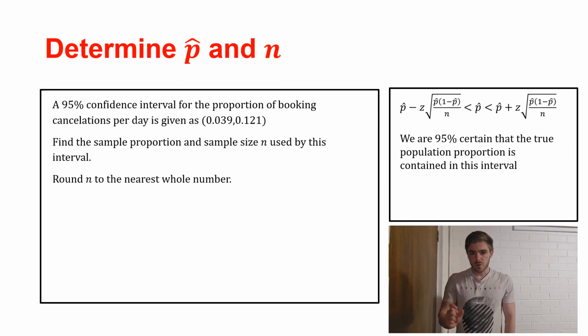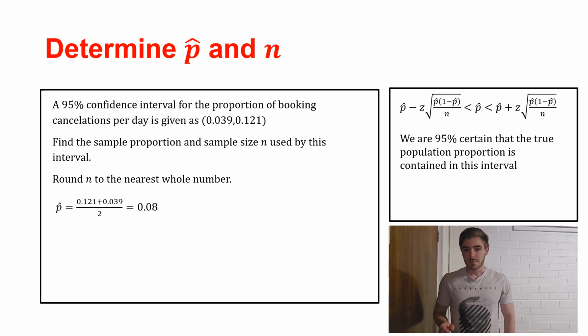Sometimes you'll be given an already solved interval and you'll have to use that to calculate what p hat and n must have been from that interval. In all of these cases, you're just going to start by calculating p hat by finding the midpoint of the interval. Remember, all confidence intervals are centered at p hat.